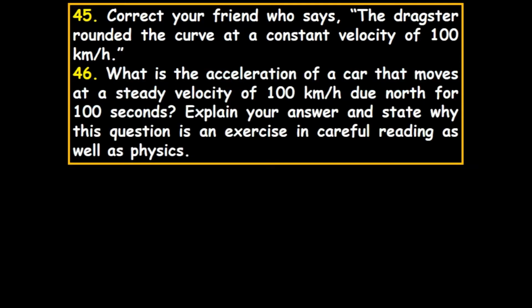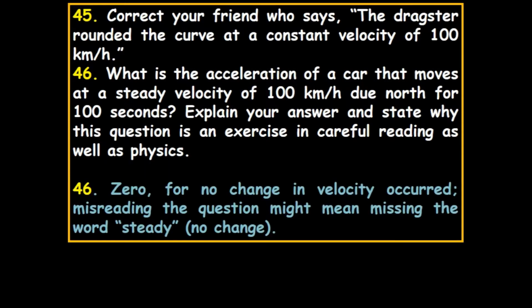What is the acceleration of a car that moves at a steady velocity of 100 kilometers per hour due north for 100 seconds? Explain your answer and state why this question is an exercise in carefully reading as well as physics. 0, for no change of velocity occurred. Misreading the question might mean missing the word steady, meaning no change.